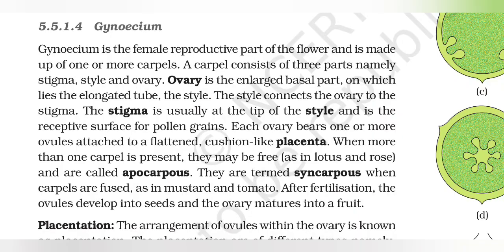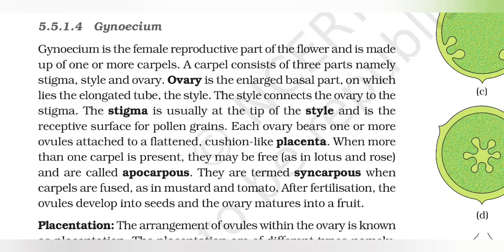Gynoecium. Gynoecium is the female reproductive part of the flower and is made up of one or more carpels. A carpel consists of three parts, namely stigma, style, and ovary. Ovary is the enlarged basal part on which lies the elongated tube, the style. The style connects the ovary to the stigma. The stigma is usually at the tip of the style and is the receptive surface for pollen grains.